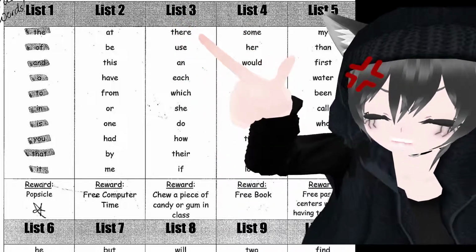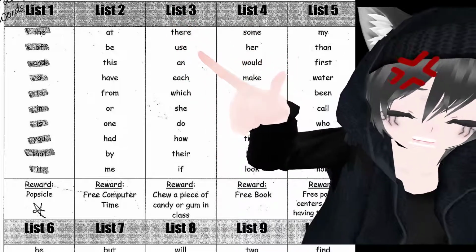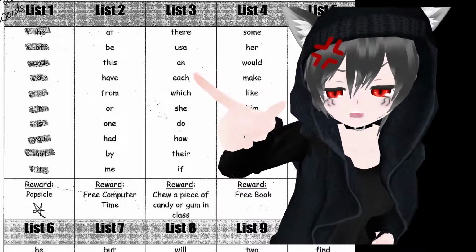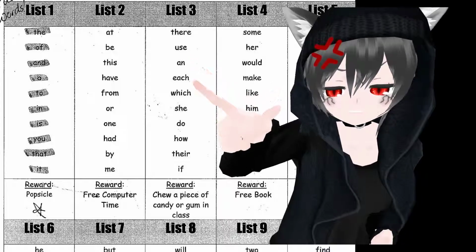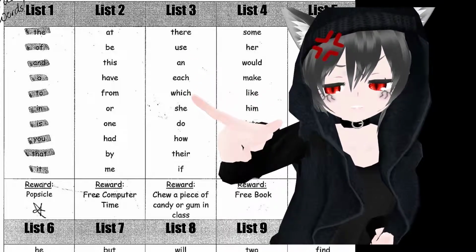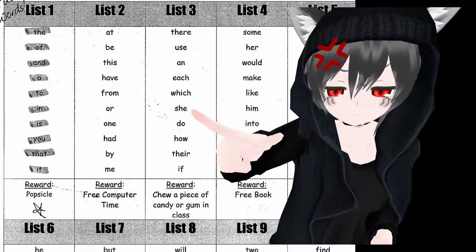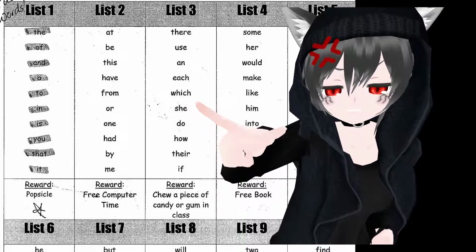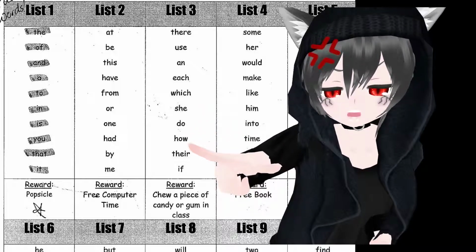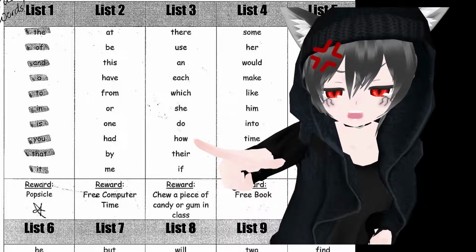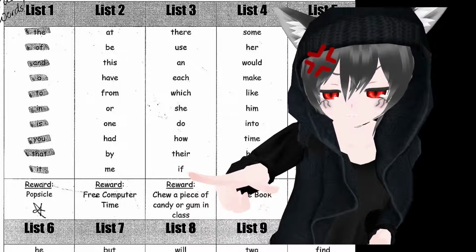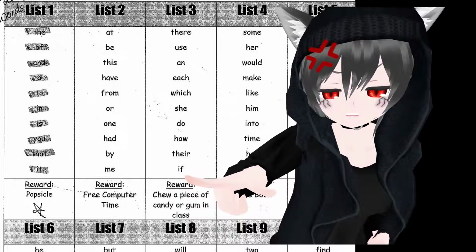Okay, what's that word? There. That word? Use. And that word? And. This one? Each. This one? Which. This one? She. And that one? Do. That one? How. This one? There. And this one? If.